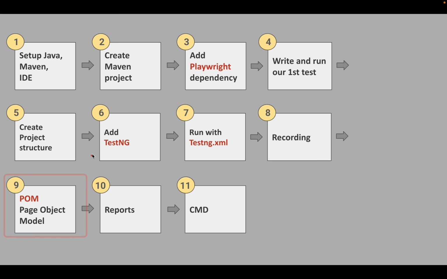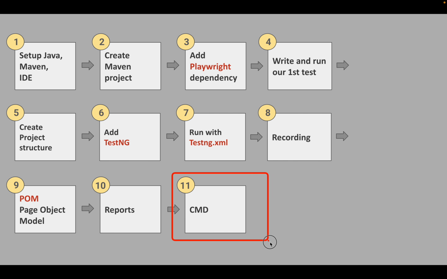Okay, then we will move to the reporting part. We will see some options for reporting and what we can add, some reporting libraries like Extent Reports or Allure Reports, what all we can use, and how to implement reporting in our framework.